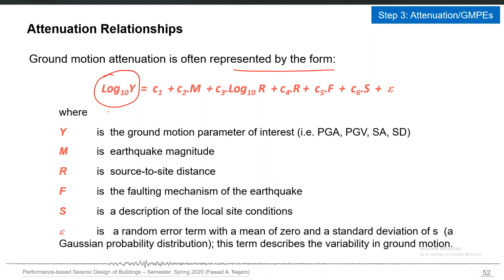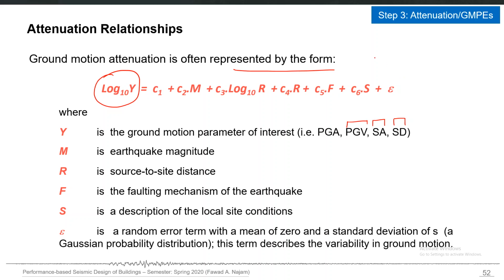ground motion parameter, for example PGA, but they can be others also, for example peak ground velocity, spectral acceleration and the spectral displacement. But that is the dependent variable, and different magnitude parameters, the source to site distance, the faulting mechanism and the local site conditions are used as independent variables and will be used to calculate this Y. C1, C2 and all those constants come from the statistical analysis, and that statistical analysis is performed on a large database of past recorded earthquakes.